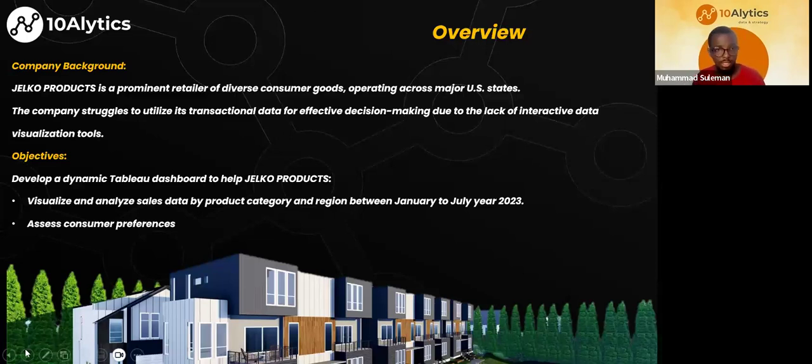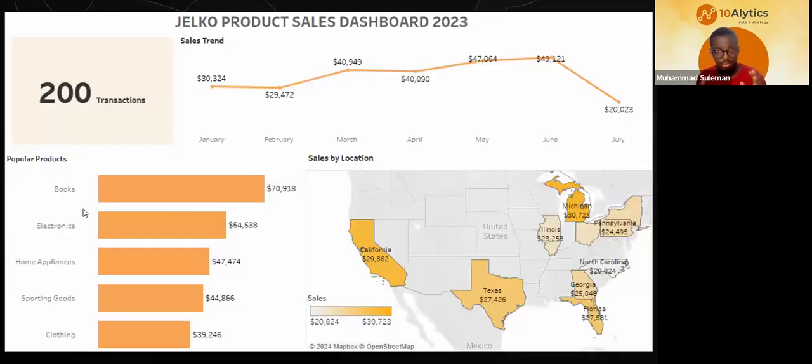Okay, and we'll do that together. What we'll arrive at is something like this. You'd see the total number of transactions, the trend of sales from January to July. You'd also see popular products and the distribution of their sales performance across the different locations. We'll build this together today.